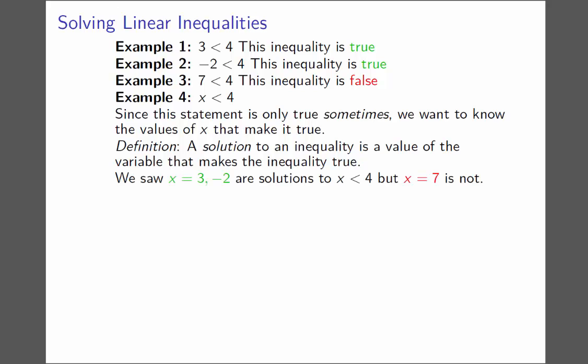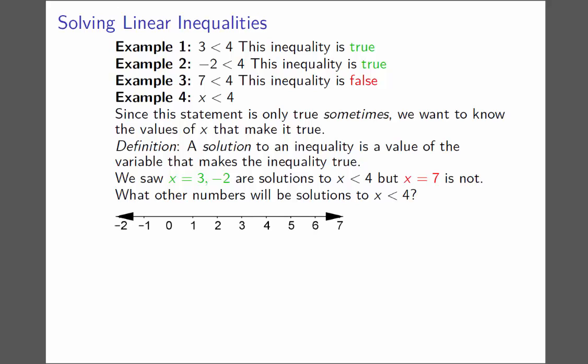We saw in the first three examples that 3 and -2 are solutions to x less than 4, but that x equals 7 is not a solution. What other numbers will be solutions to x is less than 4? To visualize this, let's use our number line and consider all values that x could be. So far, we know that -2 is a solution as well as 3, both marked in green. We also know that 7 is not a solution, marked in red.